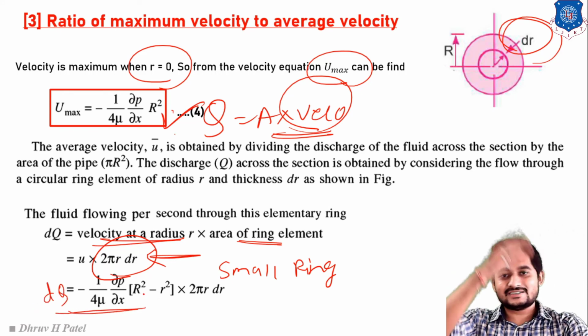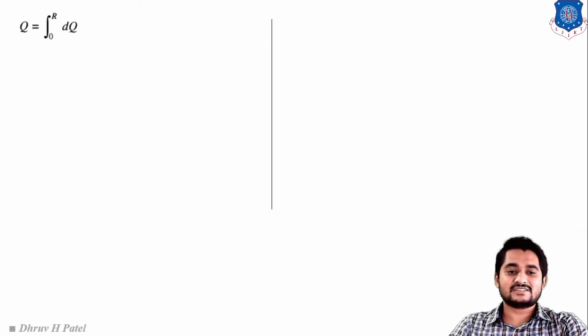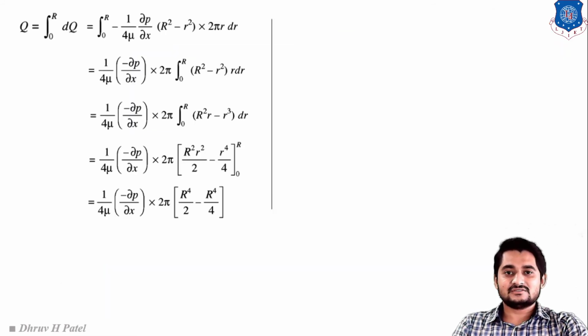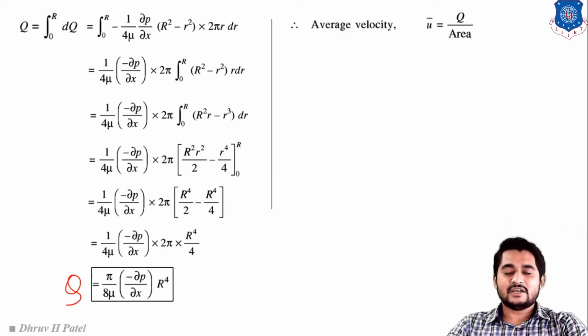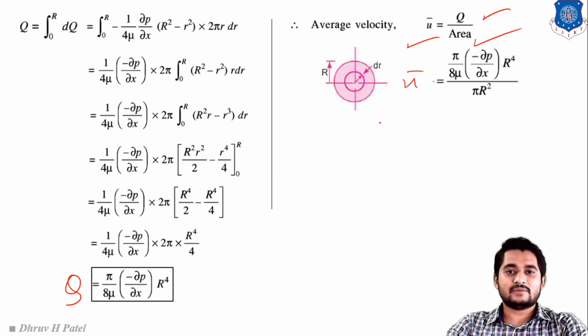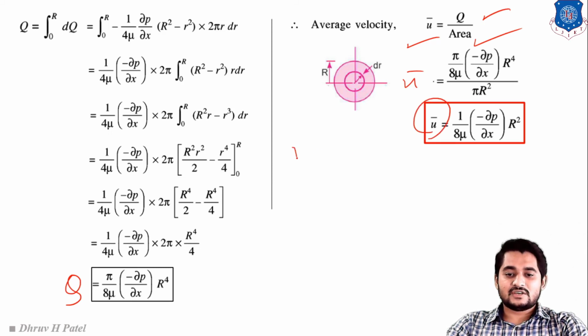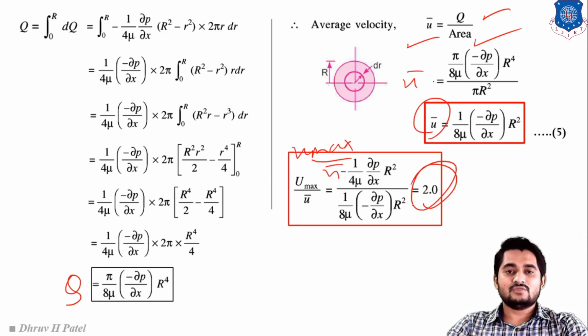We have to find the discharge in the whole pipe. So let us take integration with respect to r from 0 to R. This is a very simple integration. After integration, we can find our discharge value through the whole pipe. So discharge will be area into velocity, so velocity will be Q by area. Clear, students? So we can find average velocity by this method. So here we have to take u maximum to u average. That will be a ratio of 2.